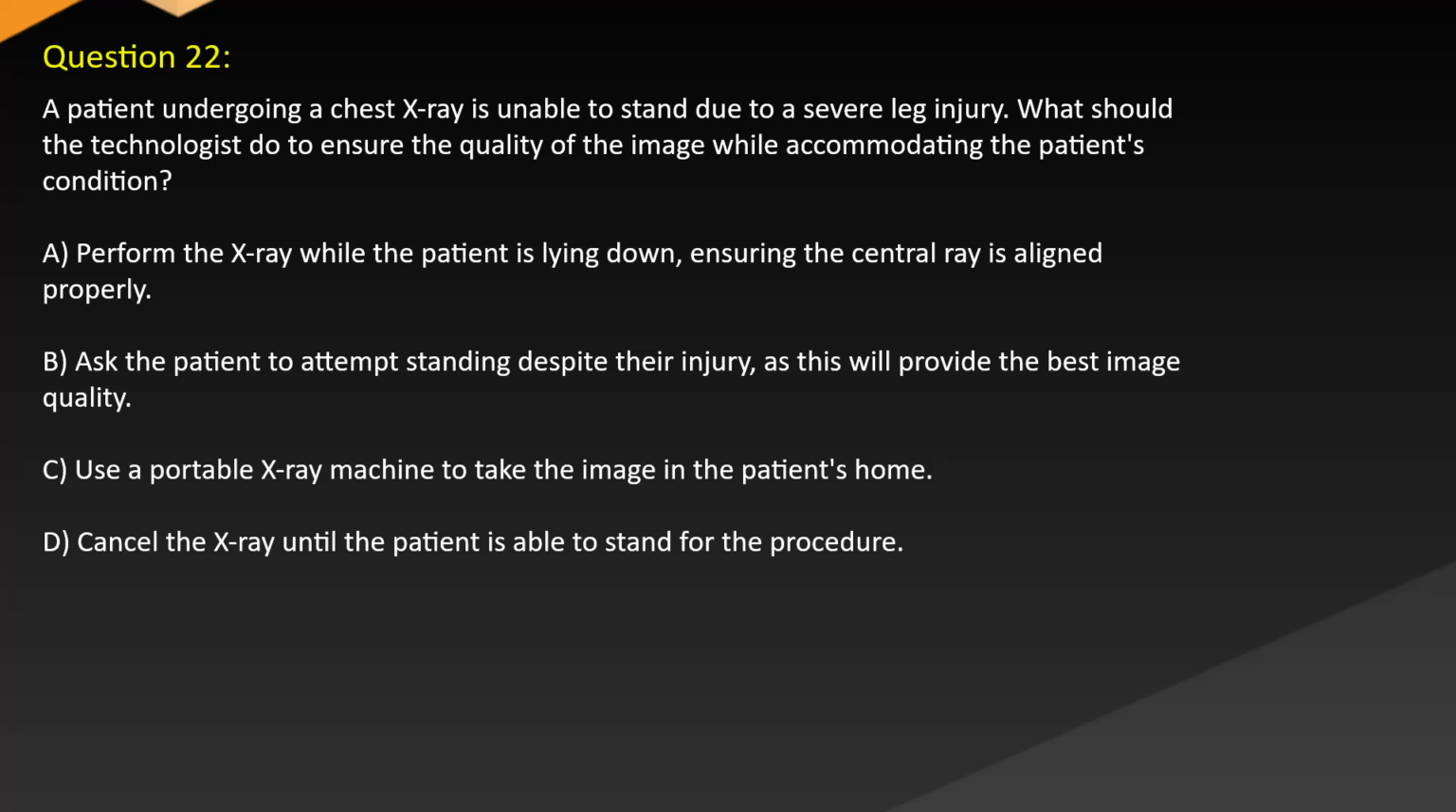Question 22. A patient undergoing a chest X-ray is unable to stand due to a severe leg injury. What should the technologist do to ensure the quality of the image while accommodating the patient's condition? A. Perform the X-ray while the patient is lying down, ensuring the central ray is aligned properly. B. Ask the patient to attempt standing despite their injury, as this will provide the best image quality. C. Use a portable X-ray machine to take the image in the patient's home. D. Cancel the X-ray until the patient is able to stand for the procedure.